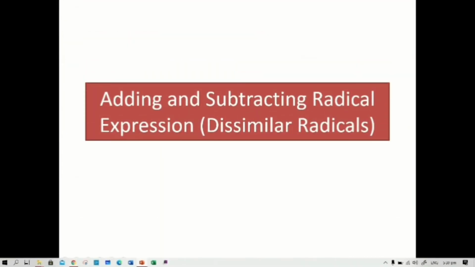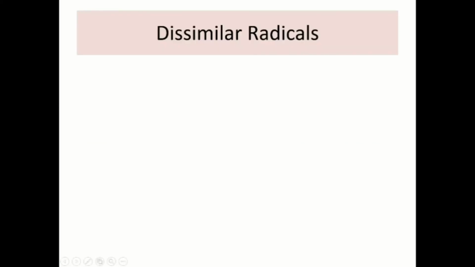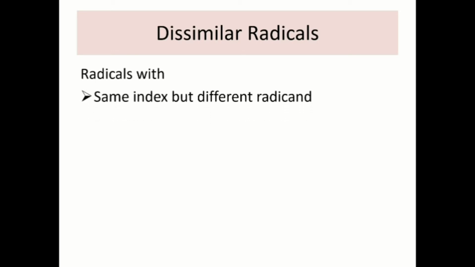For today, it is all about how to add and subtract dissimilar radicals. But before that, let's try to define first what dissimilar radicals are. Dissimilar radicals are radicals with same index but different radicand. In this example, we have square root of 8 and square root of 50. They have same index which is 2 and they have different radicands which are 8 and 50.